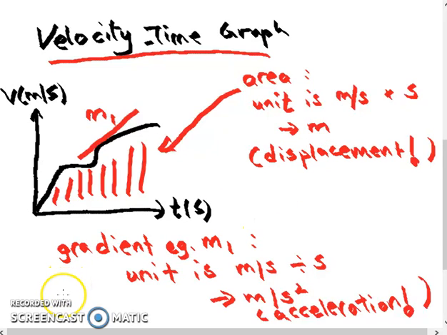Now let's move on to gradient. Gradient, for example m1, as you can see on the graph. What is the unit of the gradient? The unit is meter per second divided by second, which gives you meter per second squared. And that is exactly the unit for acceleration. In other words, the gradient on the velocity time graph represents acceleration.